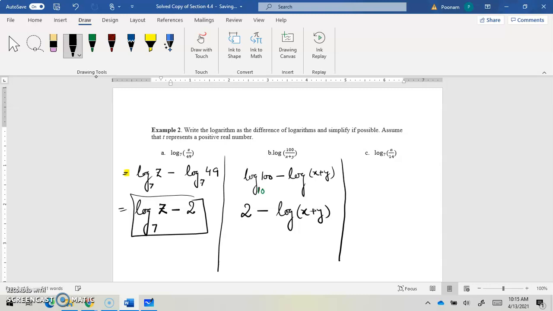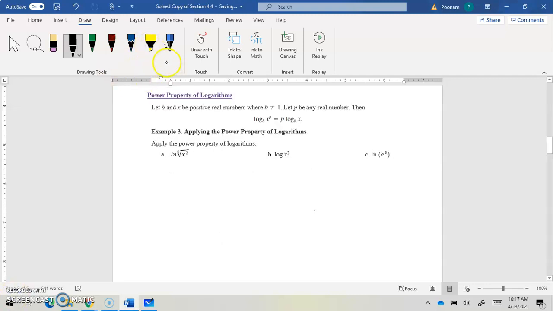The last one here is log of a by 14. The base is 7. So the base stays the same: log of a minus log of 14. The base stays 7. So this is how we can use the quotient property of logs.